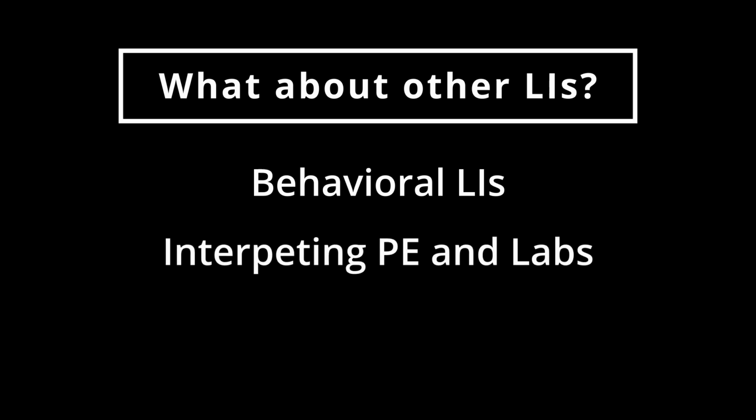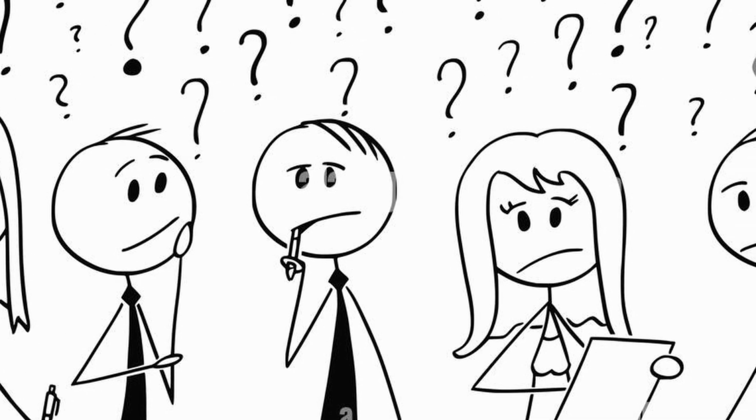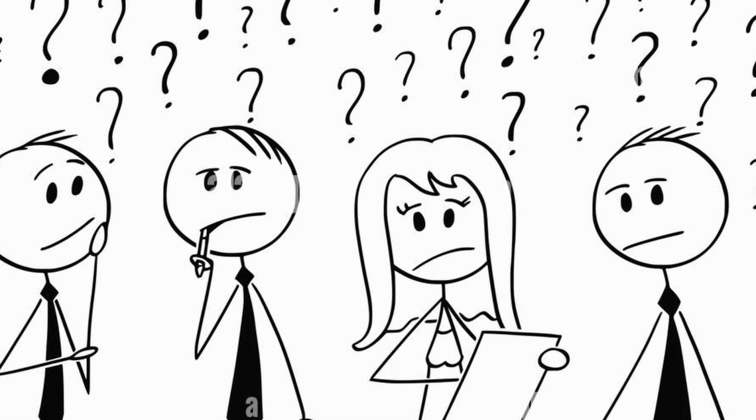One thing you'll notice, however, is that this PDF does not include guidelines for other types of LIs you might come across in PBL. Things like behavior LIs, or maybe LIs about unpacking physical exam findings or lab values. So the question becomes, what information should I include in those types of LIs? The answer is pretty simple. Ask yourself, does the information in my handout adequately answer the question your PBL group wanted to know?